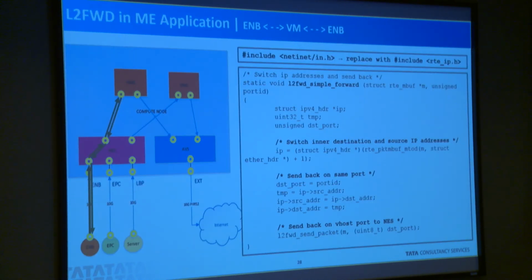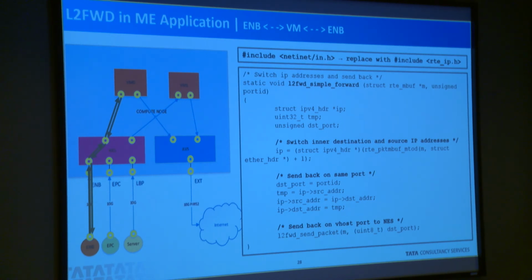Now, there are two ways of handling this data at my application level. Once I get the data at my application, how do I handle it? Either I use my existing Linux APIs to receive and process this data, or I can use the L2 forwarding provided by DPDK. This is one example, in a scenario where my eNodeB sends out data to NES for a particular VM, and the VM has to send a response back to the eNodeB rather than forwarding it to EPC.